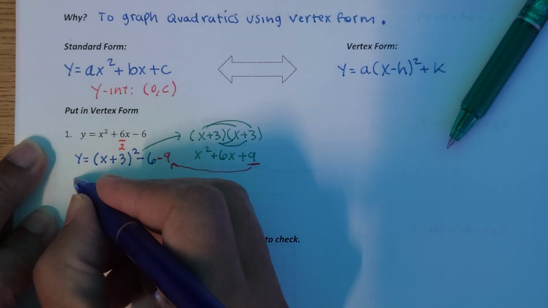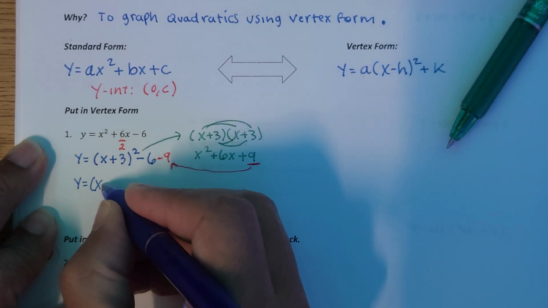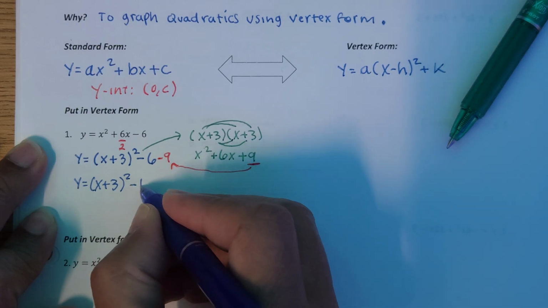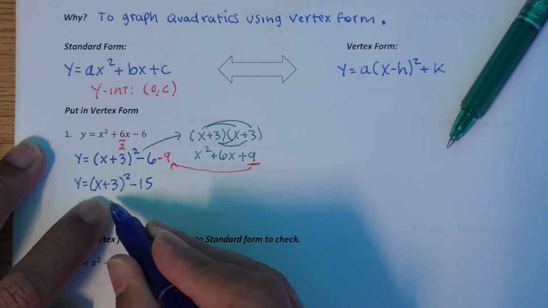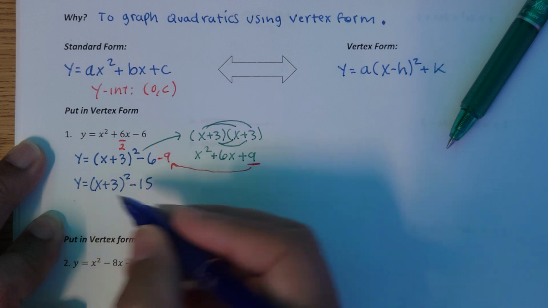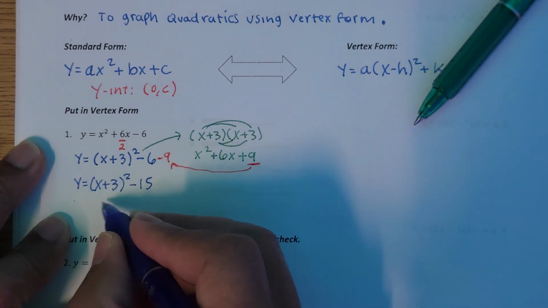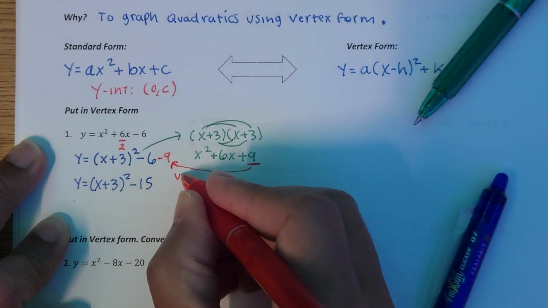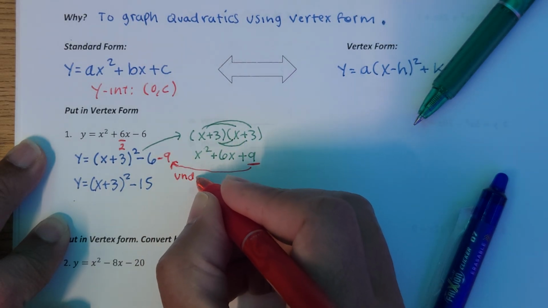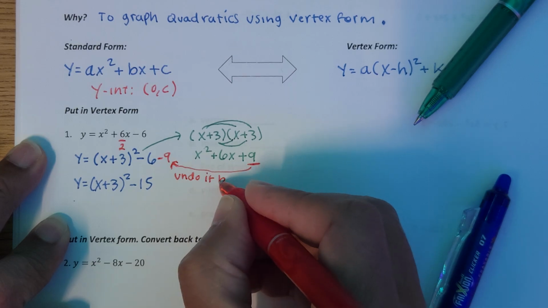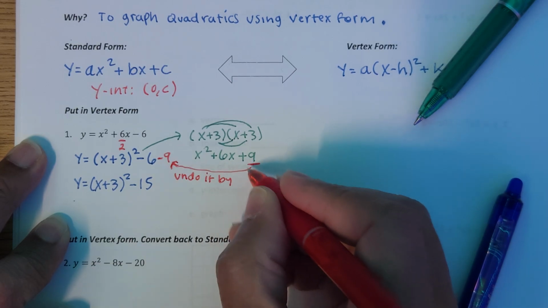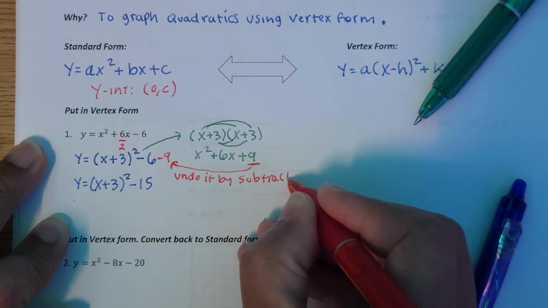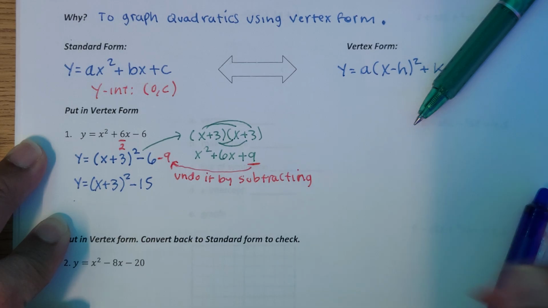So then the equation in vertex form is y equals x plus 3 squared, negative 6 minus 9 is minus 15, which means the vertex point is at negative 3 comma negative 15. So this is the equation in vertex form. What you do is you always undo it by subtracting this c value. And that is the first example.